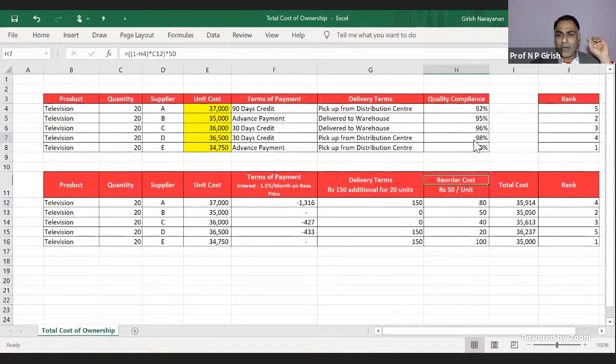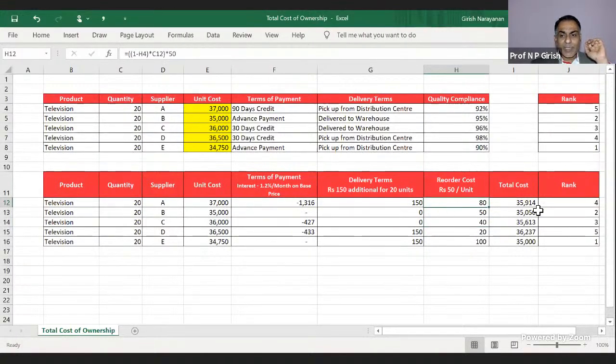Is it possible that 0.4 television gets defective? No, right? It's either one or none. Anyway, it doesn't matter. We need to tweak it, but that's okay. It's only to give you the concept. So this is the reorder cost part of it, 50 per unit is what we are talking about.